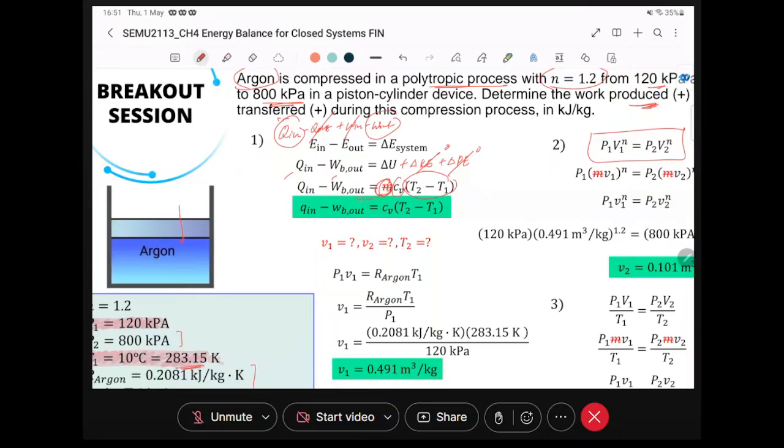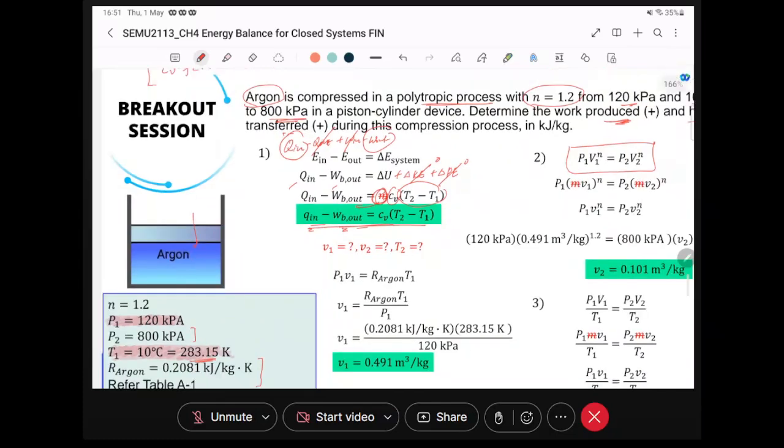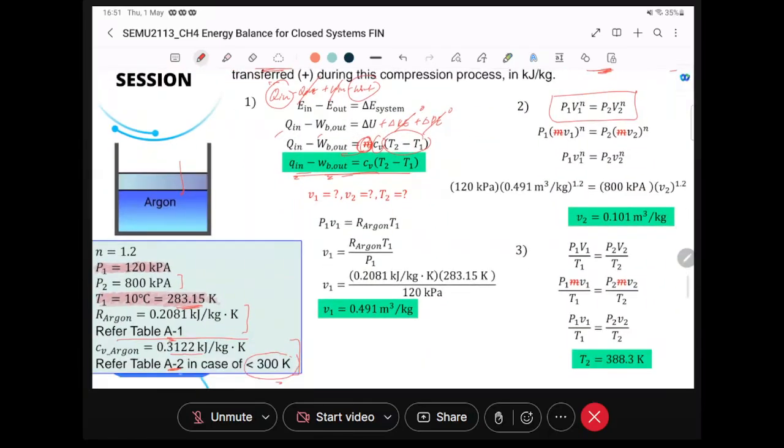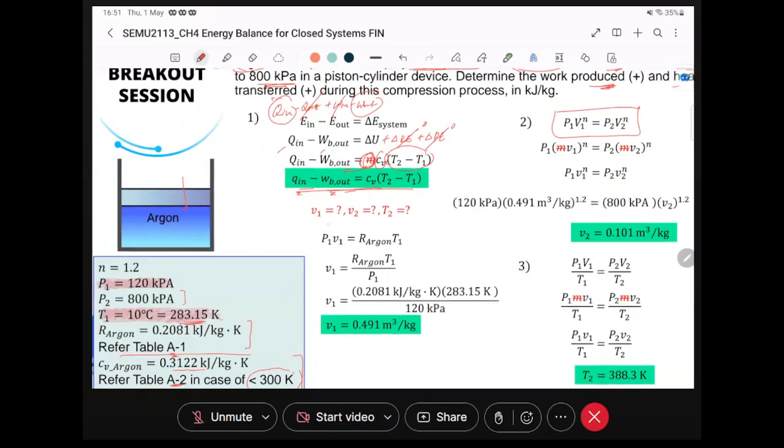This mass we can bring over to make it a specific term to make the calculation easier, because otherwise we need to know how much is the mass. By normalizing it, we get the specific heat and specific work. Then there's no need for us to worry about how much is the mass of the argon. We don't have the information anyway. So then the question will be, what is the property of state 1 and state 2? That's what we need to find out.